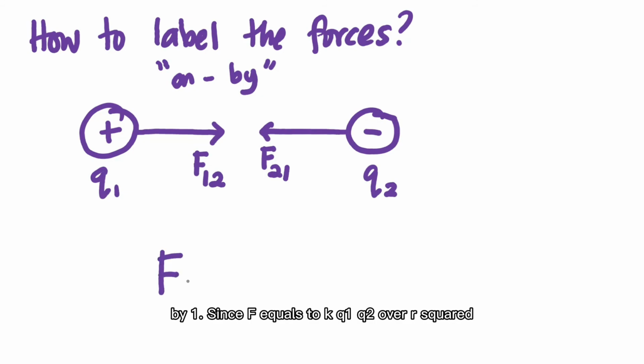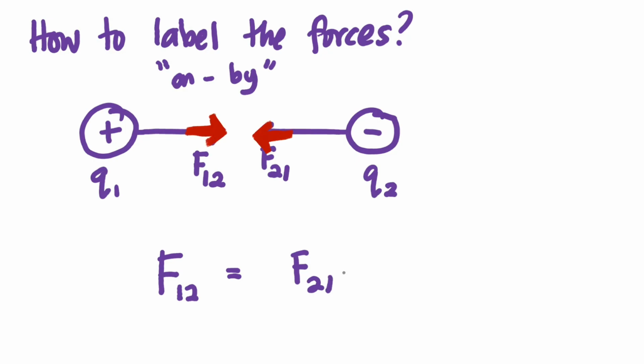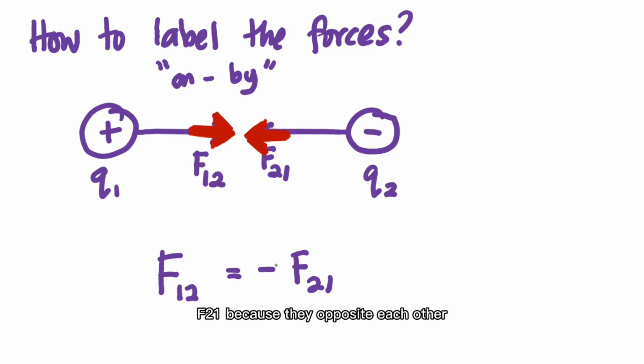Since F equals K Q1 Q2 over R squared, that means F12 is equal to negative F21 because they are opposite to each other. Alright, that's all.